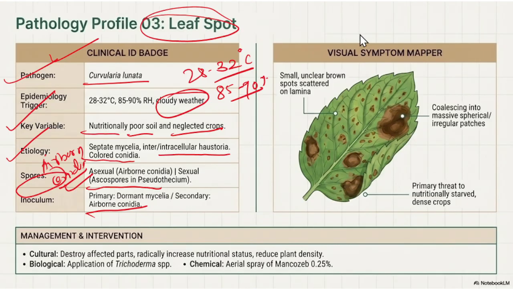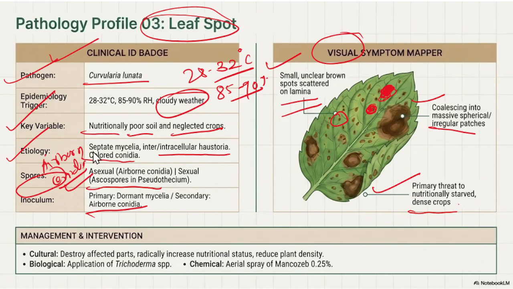So now you study the visual symptoms. Small unclear brown spots are scattered on the lamina. Then they coalesce into massive spherical, irregular spots. The small spots are converted into big spots and irregular patches, and the disease is prominent in nutritionally poor, dense crops.